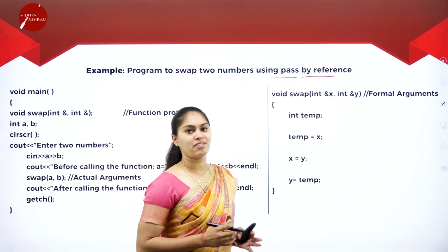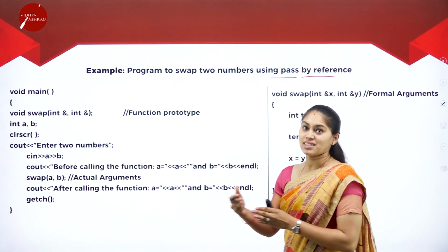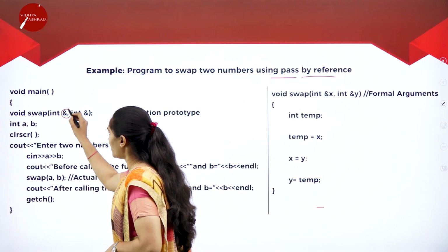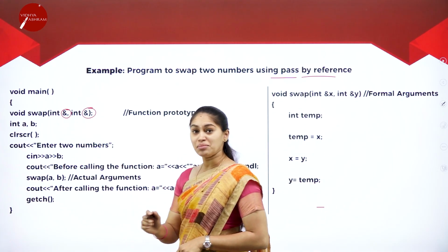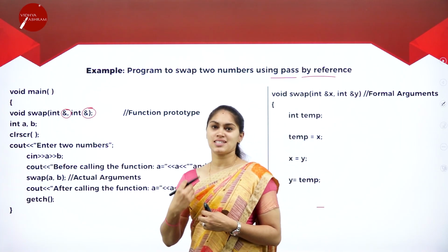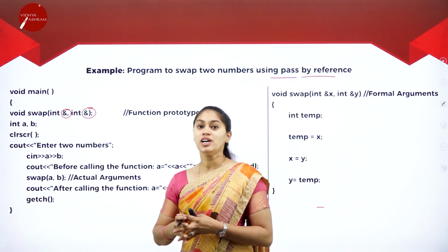Whatever we have done for pass by value is the same for pass by reference. The main change is that you have to remember one thing: here we add the ampersand symbol. That is how we send references, meaning we are sending the addresses of a variable from the calling function to the called function.